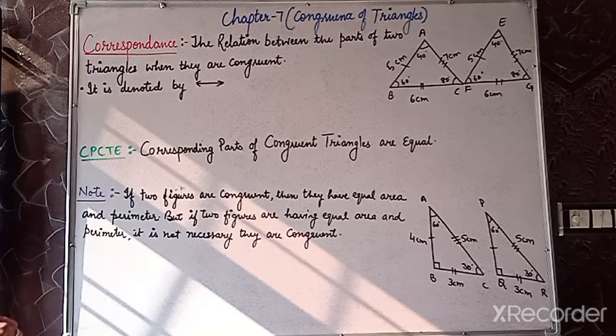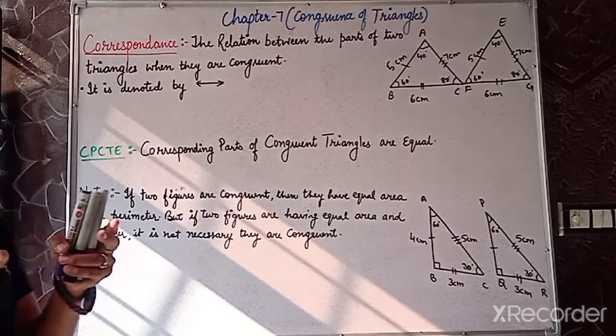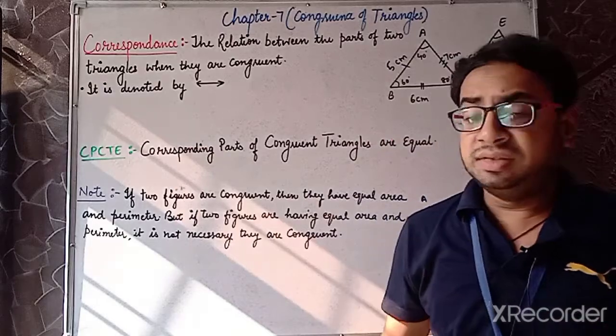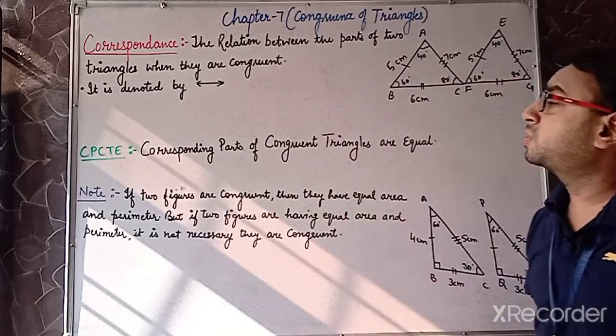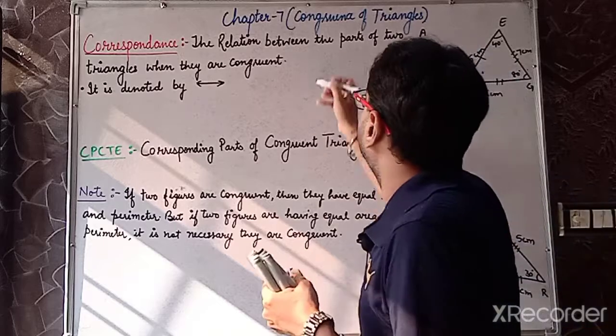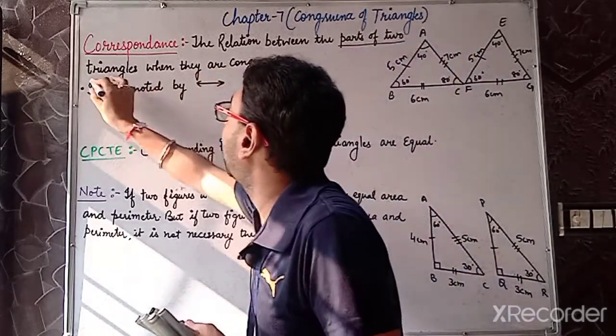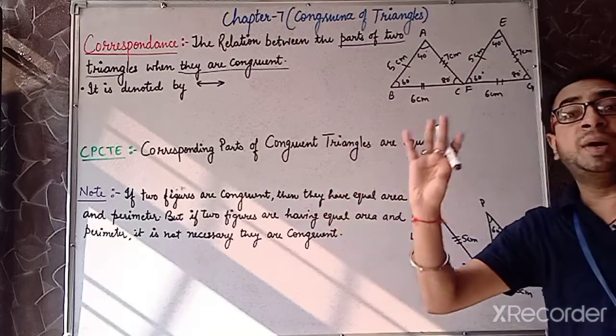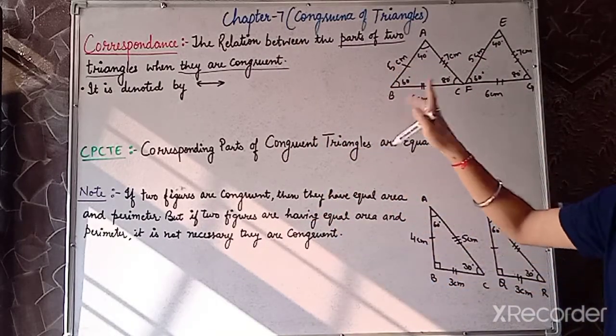Today we are starting with the next topic, which is correspondence. Very important. First of all, understand correspondence means same, like a correspondence address where you can communicate easily. Similarly, what do you mean by correspondence? It is the relation between the parts of two triangles when they are congruent.